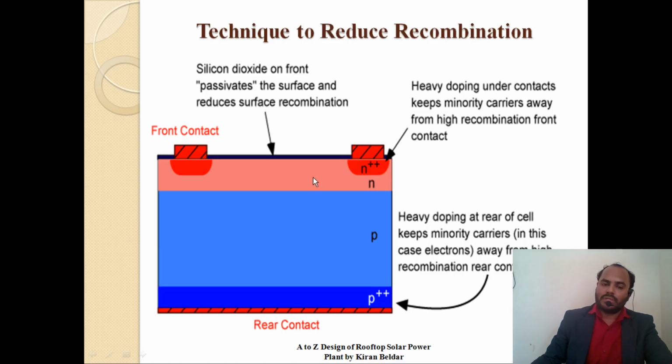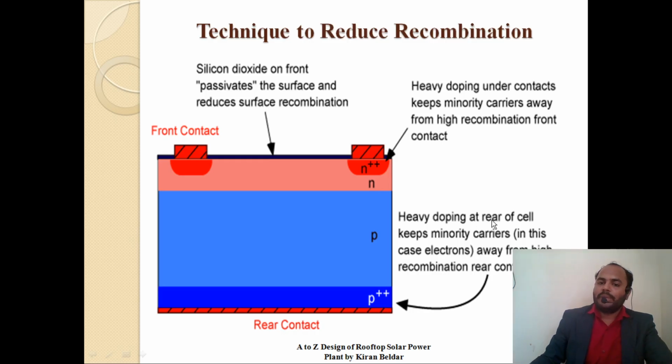Whenever sunlight falls, it will generate an electron hole pair. In an N type region, the majority carriers are electrons, but after generation of the electron hole pair, the holes are attracted towards the N type material. So we dope the N++ region, highly doping it, to keep the minority carriers away from the high recombination front contact.